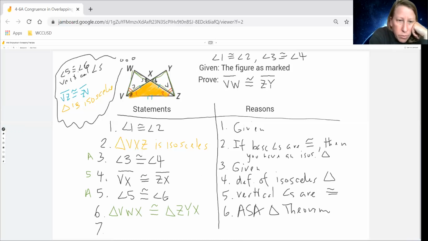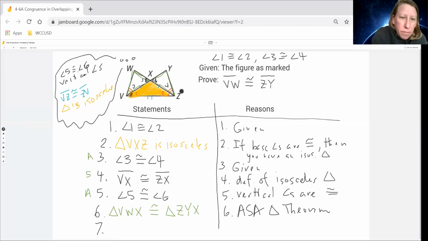All right, I'm almost done. I want VW to be congruent to ZY. Are they? Well, the two little green triangles are congruent. So that means, you know, angle 5 and 6 are congruent. This side and this side are congruent. Angle 3 and 4 are congruent. That means angle W and angle Y are congruent. It also means all their parts are.